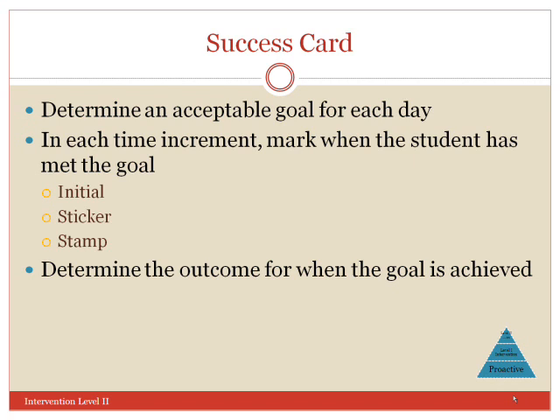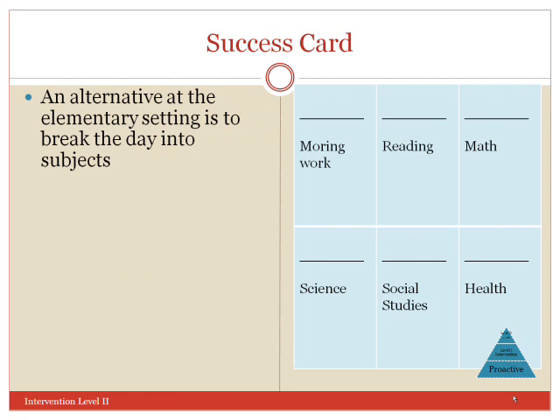And finally, determine the outcome for when the goal is reached. The outcome could be a positive note or phone call home, a coupon similar to the ones shared in the Proactive module, or regaining a privilege. You would set the goal and outcome with the student to promote success with the strategy. An alternative at the elementary setting is to break the day into subjects.